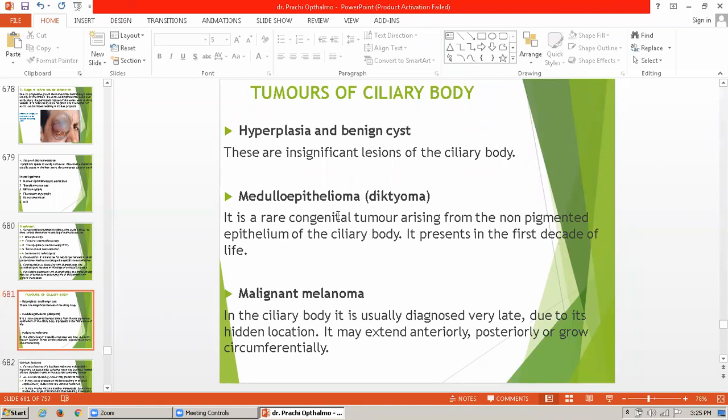Medulloepithelioma is a rare congenital tumor arising from the non-pigmented epithelium of the ciliary body and present in the first decade of life. So it is a congenital tumor present in the first decade of life.